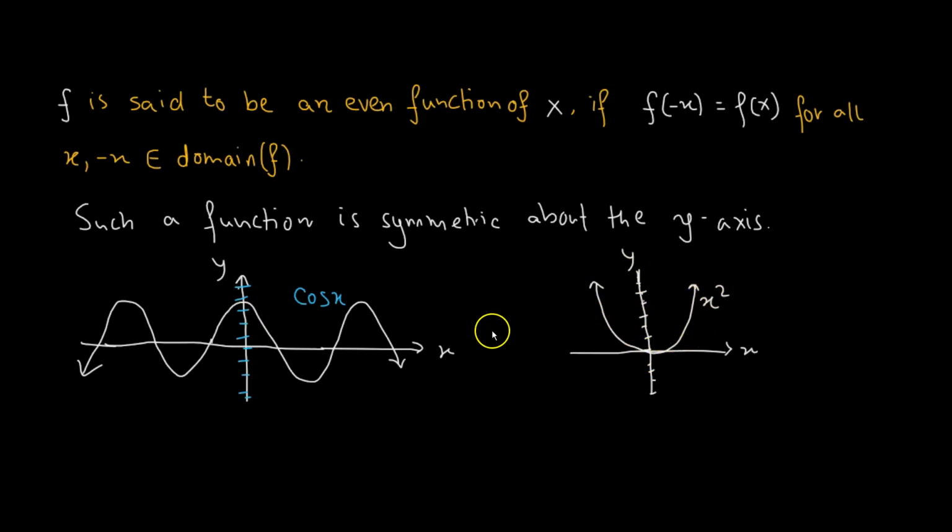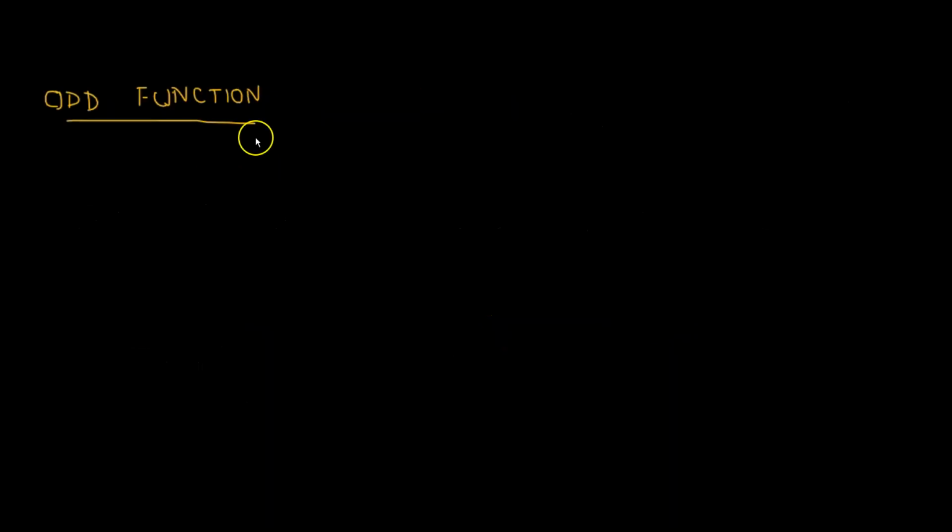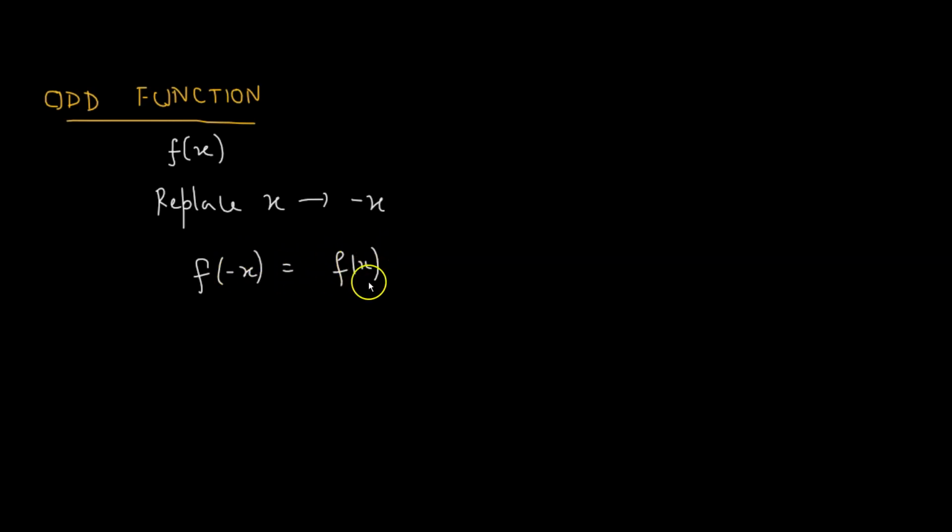Now let's talk about the odd function. In the case of an odd function, we'll start with a function given by f of x. Then we're going to replace x with negative x, and on doing that, if we get f of x but this time with a negative sign, then we can say that f is an odd function.